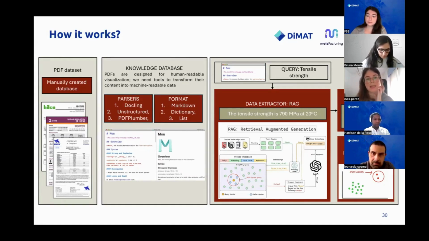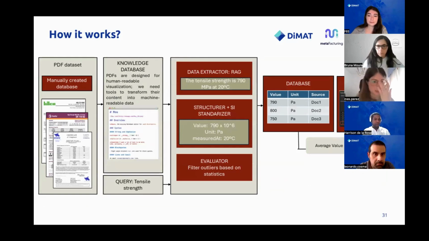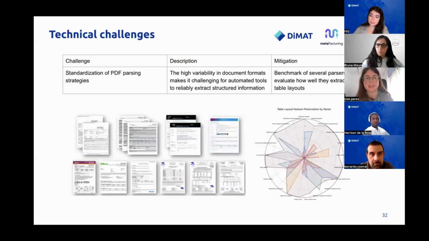So in the next slide, this is the flow: from the PDF, we can conduct all this analysis and all these AI steps, and fill and create this database with the different information from different sources. Then we can compute the average value, or the value that is most suitable for these cases. With that, we can fill the DiMAT and run the simulation more efficiently and faster. And then I have listed some technical challenges involved in all this work. The first one is the standardization of PDF parsing strategies.